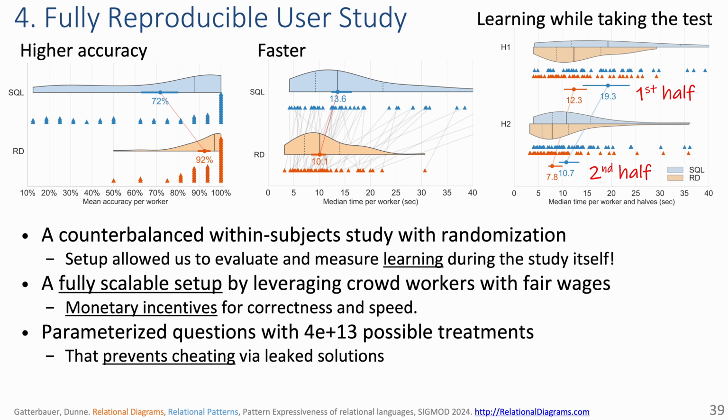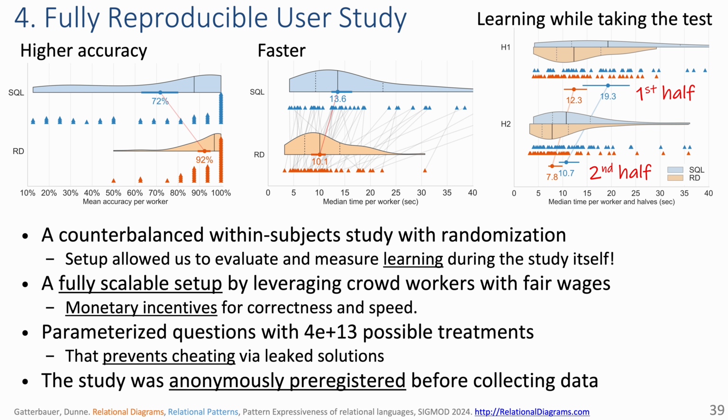We have fully parameterized the questions with a combinatorial number of possible treatments that guarantees with very high probability that no two participants ever get the same treatment. This setup allows us to prevent cheating via leaked solutions. And very important, our study was pre-registered before we collected any data. So we specified exactly what we are going to do, including the very Python notebook for the analysis. And once we gathered the data, we just executed the notebook on the data and out came the figures.